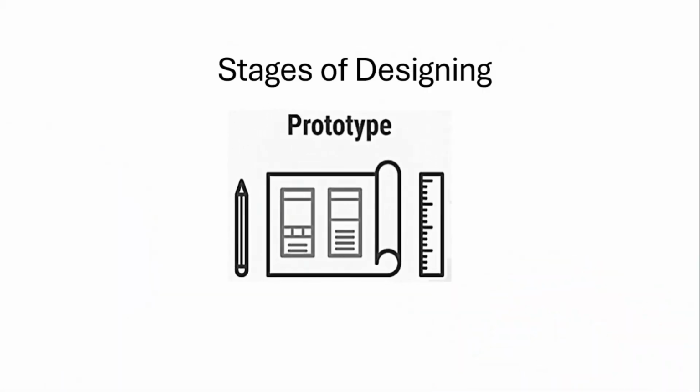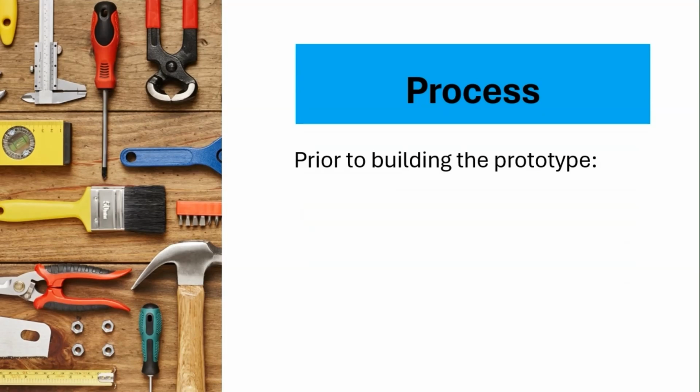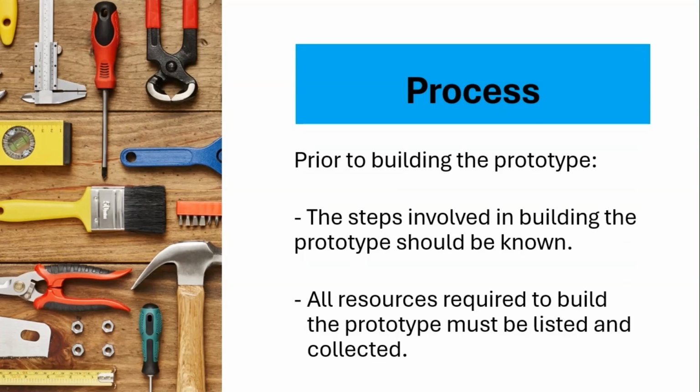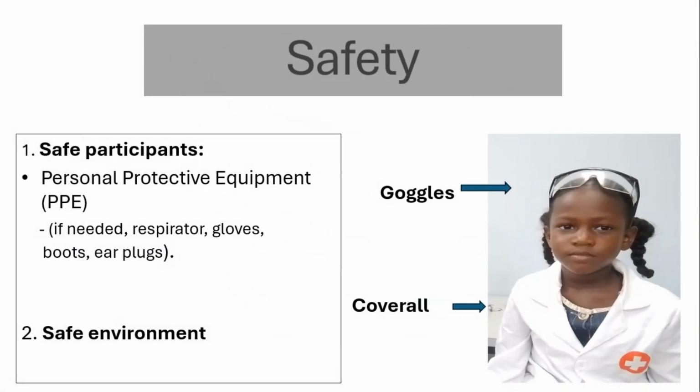The 4th stage of the designing process is to prototype. This involves the building of the product or prototype. Prior to building the prototype, the steps involved in building the prototype should be known. All resources required to build the prototype must be listed and collected. It is important to note that safety of the participants and the environment are crucial during this stage. All participants must wear their personal protective equipment, PPE. Additionally, all activities must be supervised by a responsible adult.